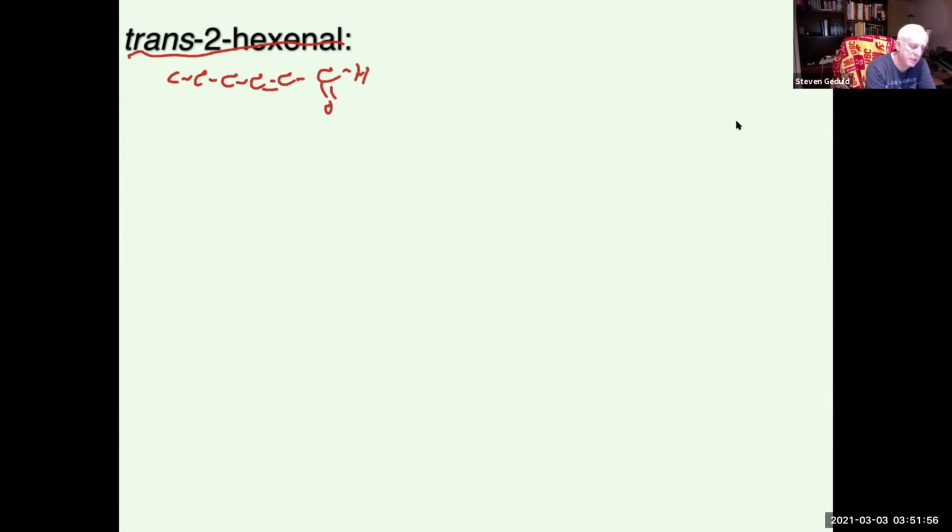So let's make our line drawing. It would be 1, 2, and we have a double bond at the number 2 carbon. And we're going to need to go trans, 3, 4, 5, 1, 2, 3, 4, 5, 6. There's our aldehyde group. 1, 2, and our bond. And that's trans. You can see both sides of the double bond. If it was cis, I would swing this over here to this side. There's trans-2-hexenal.